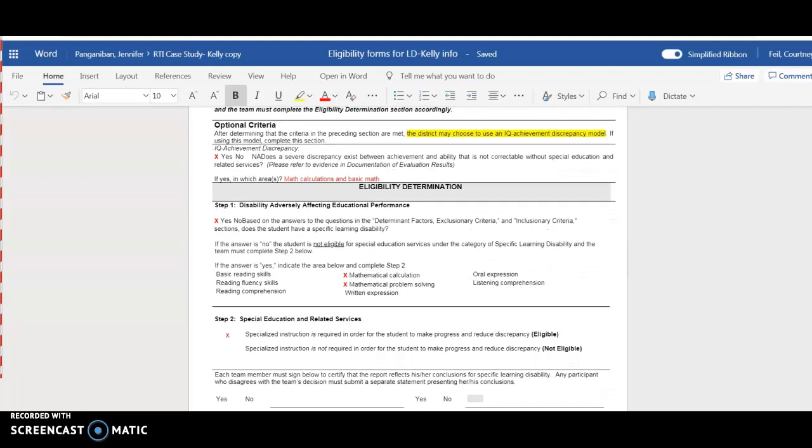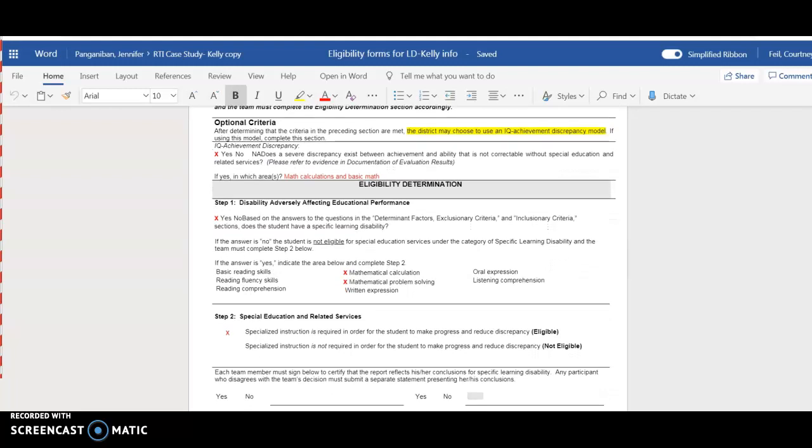This next section is an optional criteria section. So it's basically saying that after determining that the criteria in the preceding sections are met, the district could choose to do an IQ achievement discrepancy model. So they would look at a battery of IQ tests versus what the student is achieving and see if there's a discrepancy there. If you're using this model, then you would complete this section.